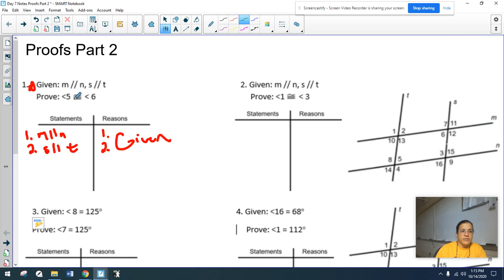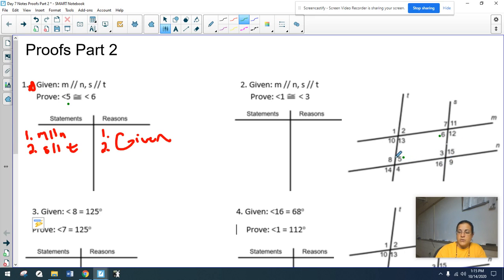And then we're trying to get from 5 to 6. We're trying to get angle 5 equal to angle 6. Okay, so we did one similar to this on Friday. So what you want to do for your next step is you want to try to find something that 5 is congruent to. The reason why I'm starting with 5 is because 5 came first. So since 5 came first, I'm either going to set it equal to 2 or 10, or I could set it equal to 16 or 15.